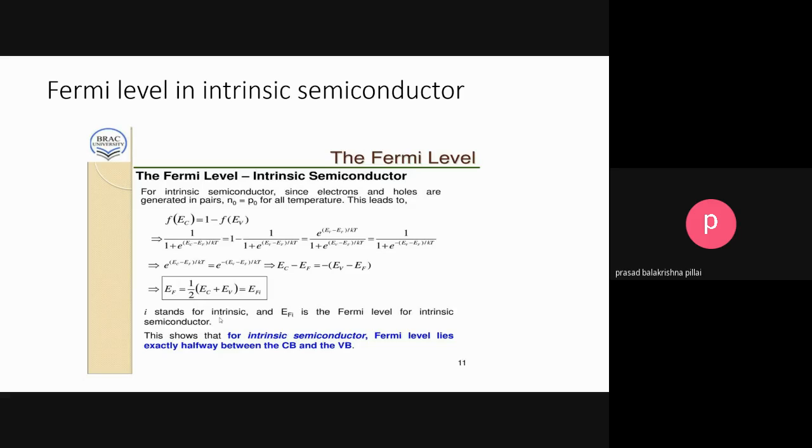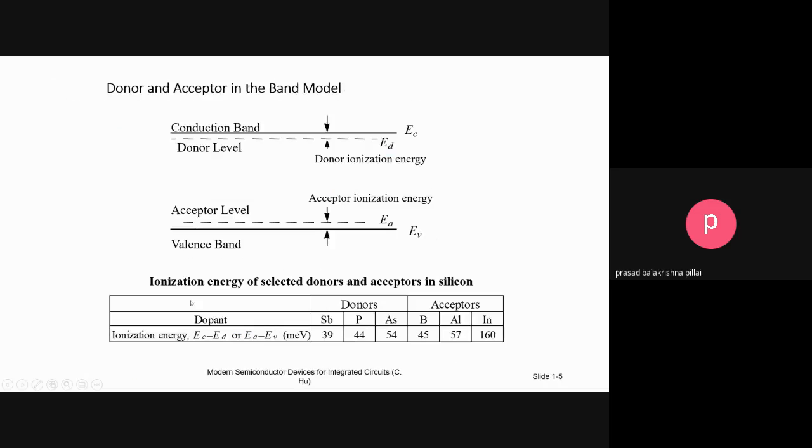So from that we can find out N0 and P0. And so if you equate N0 and P0, this will come, and then we can show that from this, if you work out for EF, you will see that it is half of EC plus EV. That means it is in the middle of the band gap. So this is a very important relation, so that the intrinsic Fermi level will be in the middle of the forbidden gap.